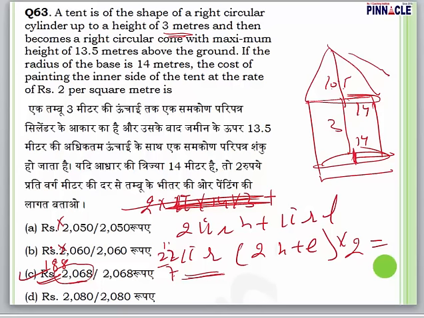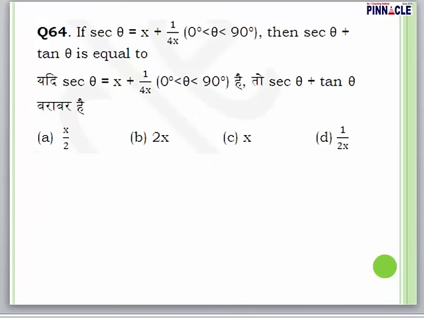Question number 64. If secant theta is equal to x plus 1 by 4x, then secant theta plus tangent theta is equal to what? We have to find the value of this. Take the value of x, for example, 1. Then it would be 1 plus 1 by 4, that is 5 by 4. Secant is 5 by 4, so according to Pythagoras, this is 5, this is 4, and it becomes a triplet, 3, 4, 5.